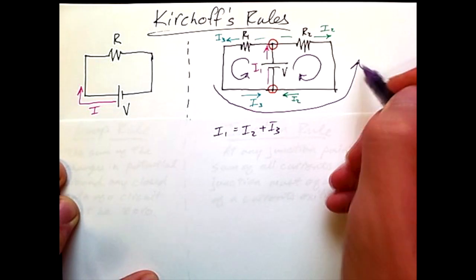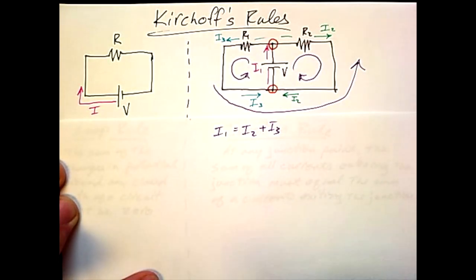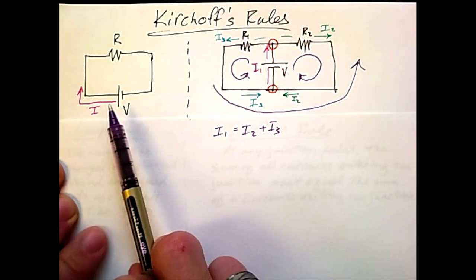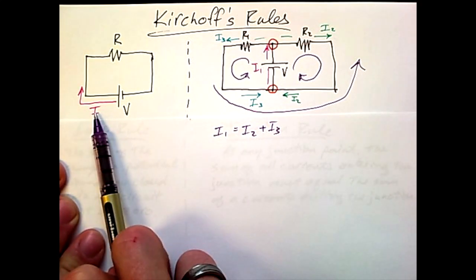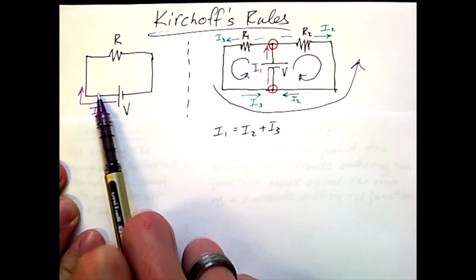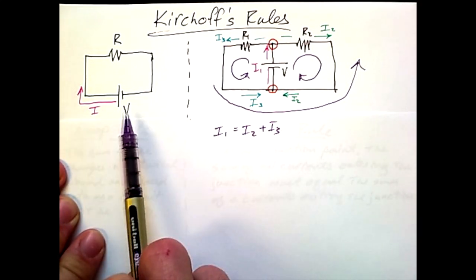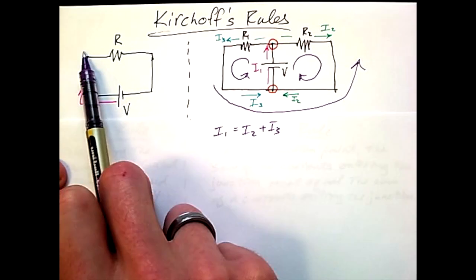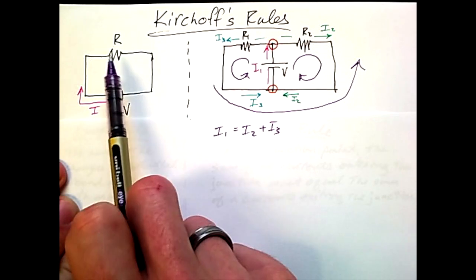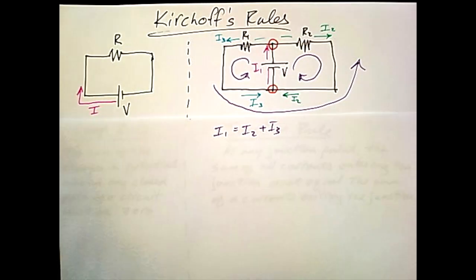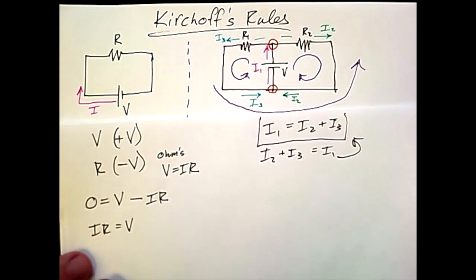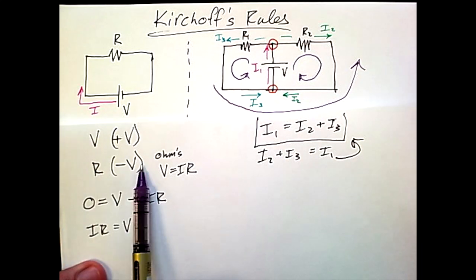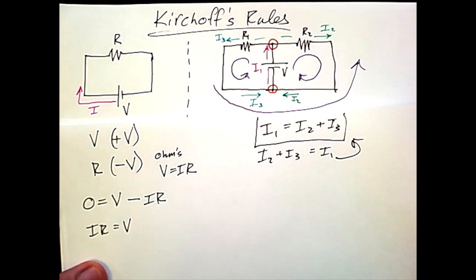Now when it comes to the loop rule, we have to remember that following the current, in the direction of current across a battery, the battery is adding voltage. As I go across the resistor, then the resistor is removing voltage. And this is the statement that we wrote down previously, right? The resistor is removing voltage. In other words, it is utilizing the energy.